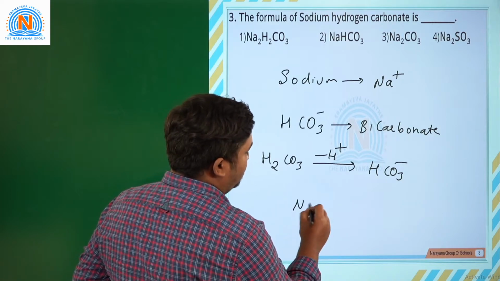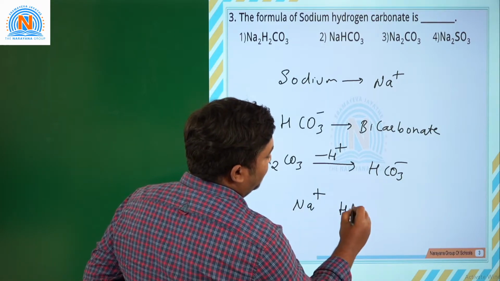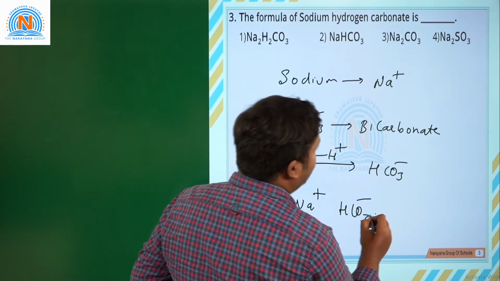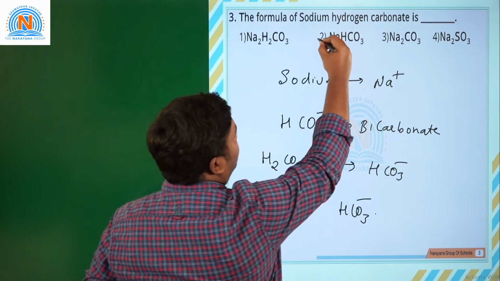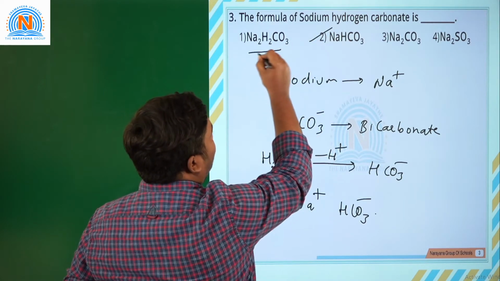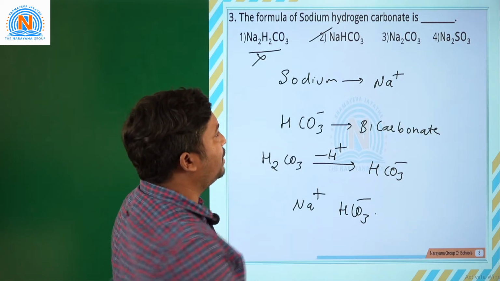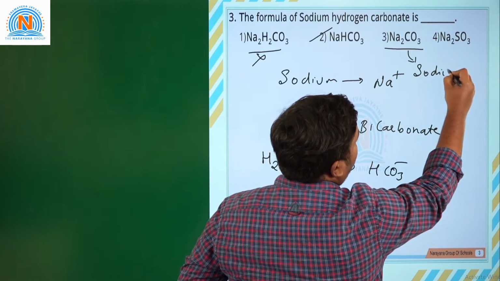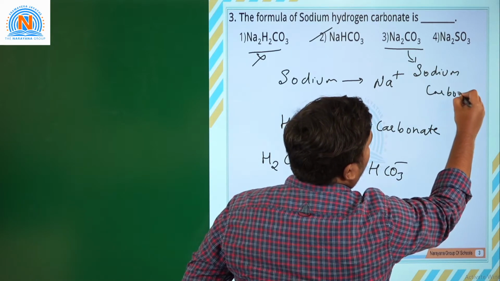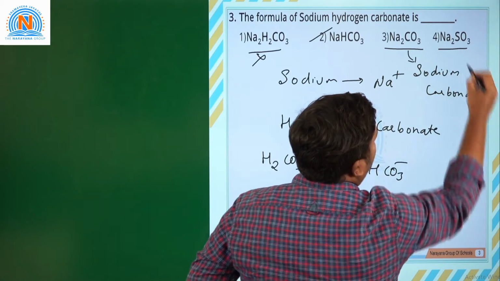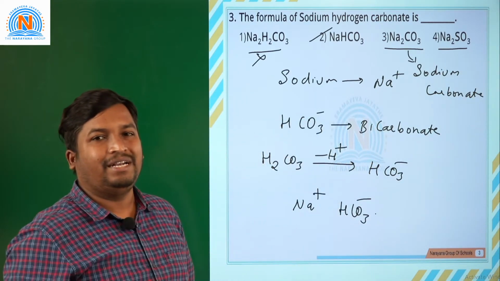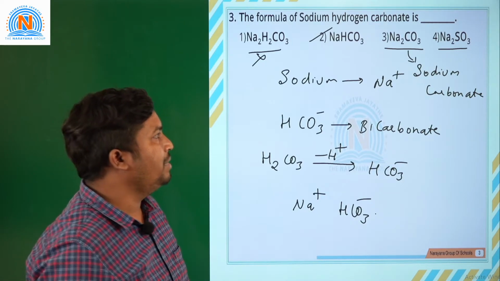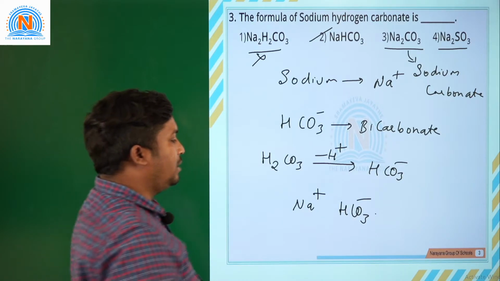So Na plus and HCO3 minus form sodium hydrogen carbonate, also called sodium bicarbonate. And this particular formula does not exist. The third one is sodium carbonate. This is sodium carbonate. And Na2SO3 is sodium sulphite. If it is SO4 it is sulphate, and if it is SO3 it is sulphite, sodium sulphite. Next, fourth question.